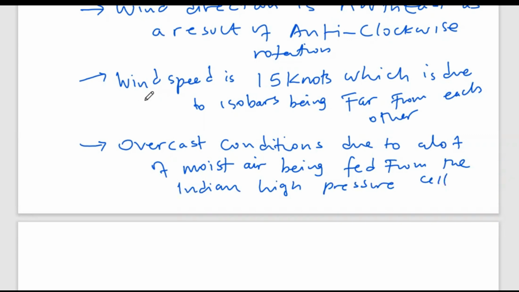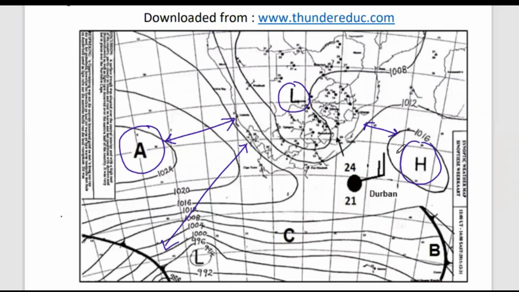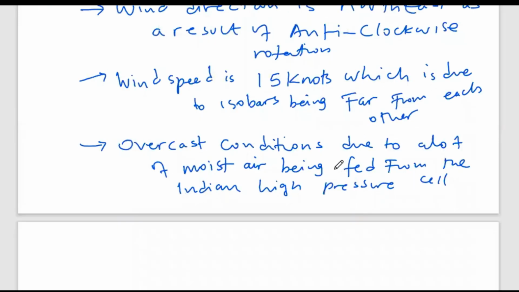cell. So as you can see here, this is our Indian high pressure cell. So it brings a lot of moisture towards this other point. So this moisture is going to result into a high rate of condensation taking place, causing too much of the overcast. So it means that moist air is being brought to this point. So this moist air will end up condensing, forming a lot of overcast clouds over this other point. So that is why we say on our answer sheet, there will be a lot of overcast condition due to a lot of moist air being fed from the Indian high pressure cell.